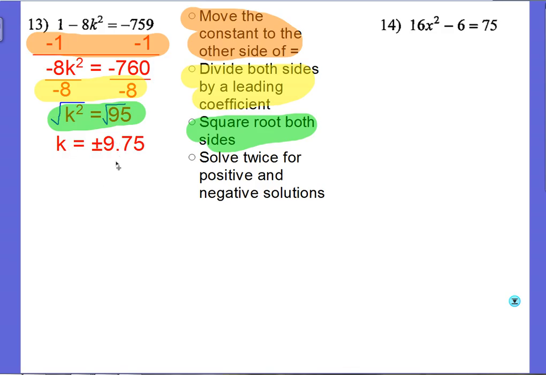That's a rounded answer. The directions for this section tell you to answer as a decimal. You can round to the nearest hundredth or tenth because the directions don't say either way. It says solve twice for positive and negative solutions. Well, k is already solved for, so we don't have that step to do. Okay.